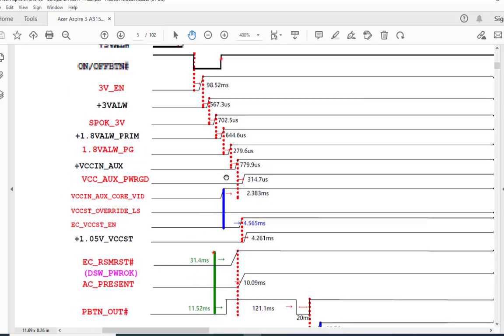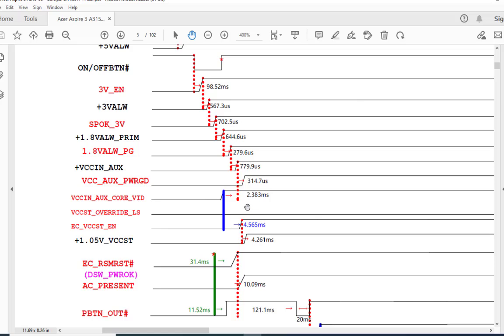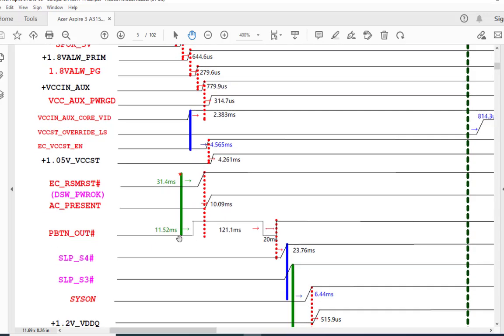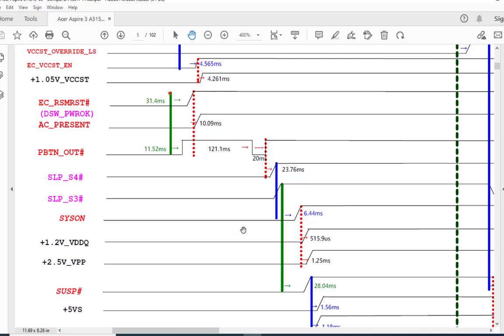So all these voltages are generated one after another, and then EC_RSMRST will be generated, AC present will be generated, and PM power out is generated by the SIO to the PCH, and then the PCH will give the SLP_S4 and SLP_S3 signals, and then the SIO starts turning on the SUSON.